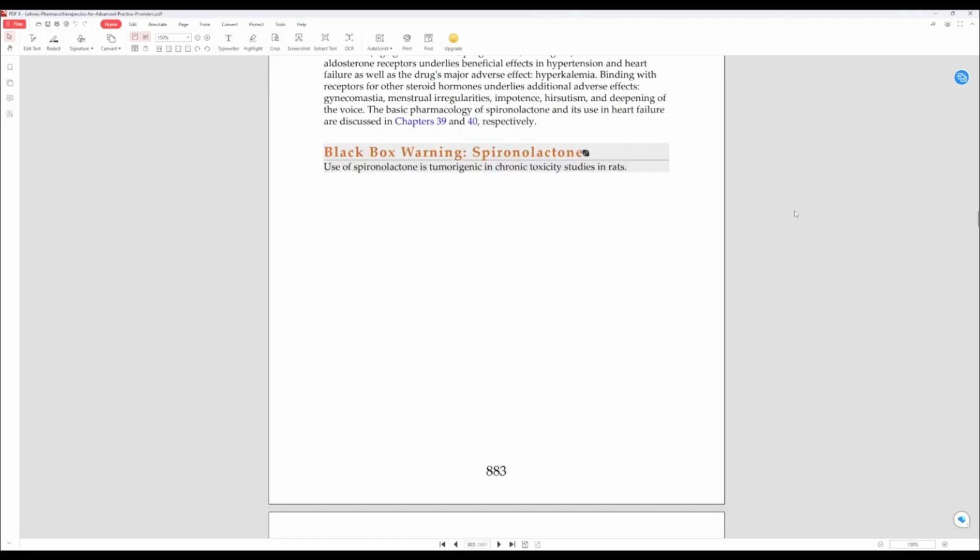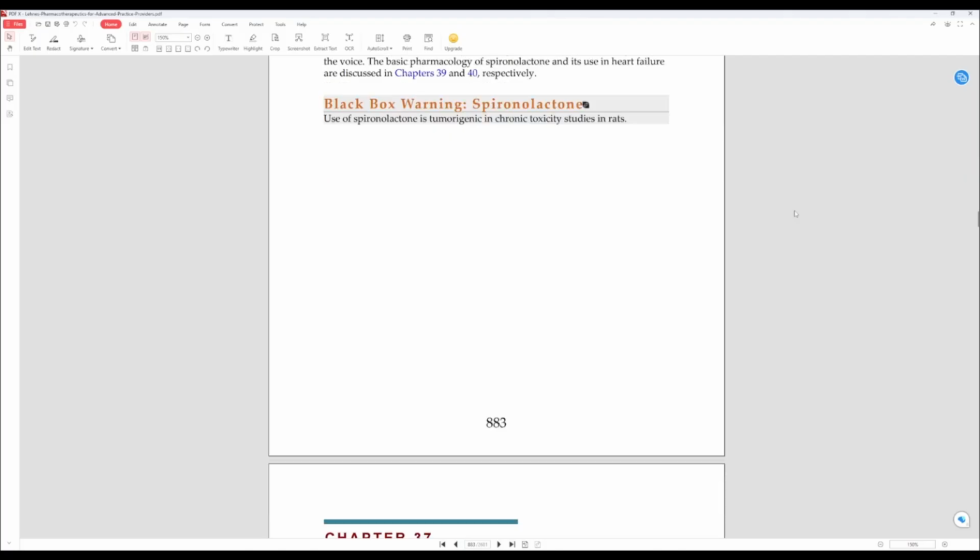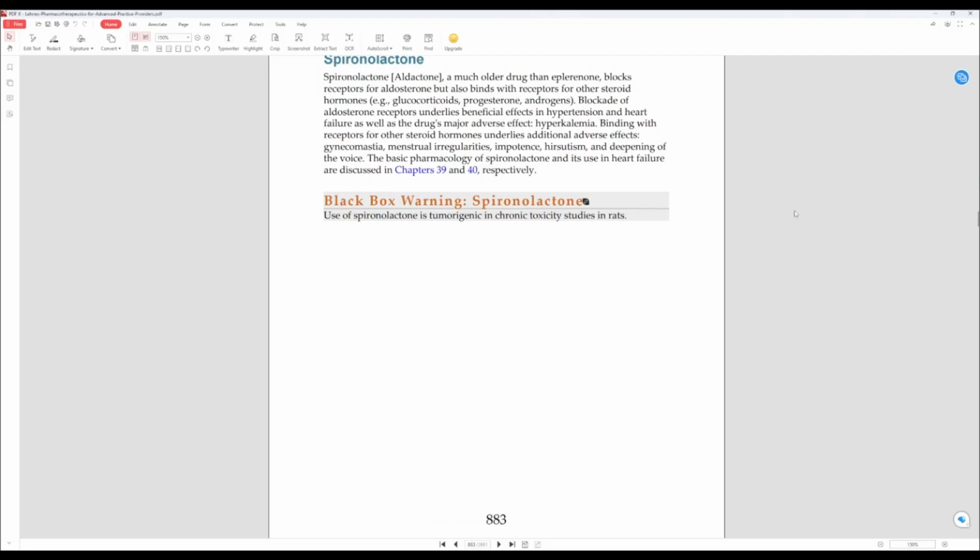Aldactone does come with a black box warning. The use of spironolactone is tumorigenic in chronic toxicity studies in rats.